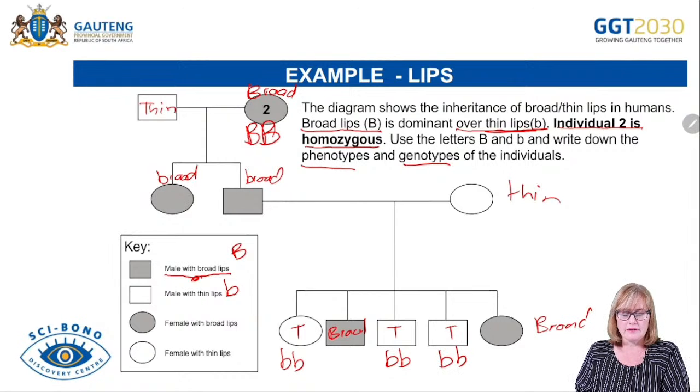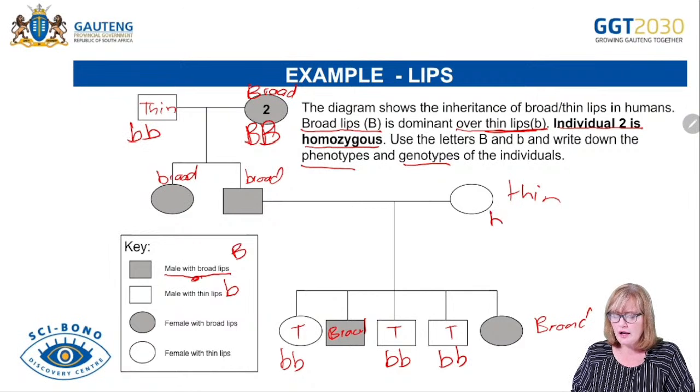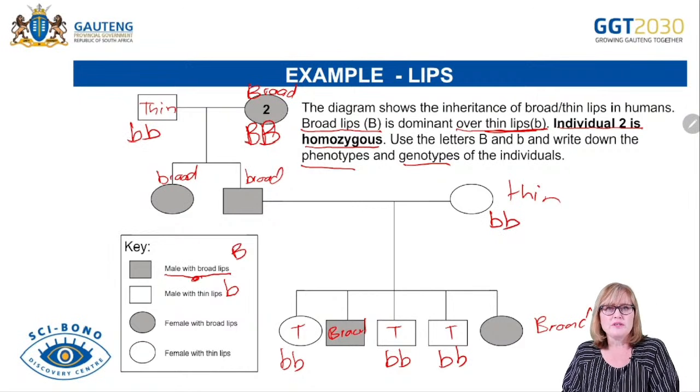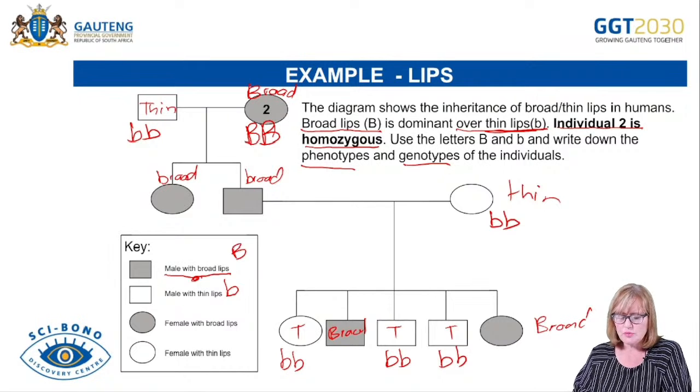Because that's easy. They can only be recessive, right? So all the unshaded ones are small b, they're recessive. It's the shaded ones that are now tricky because you don't know, are they hetero or homozygous? All right, so that's where you start working back.